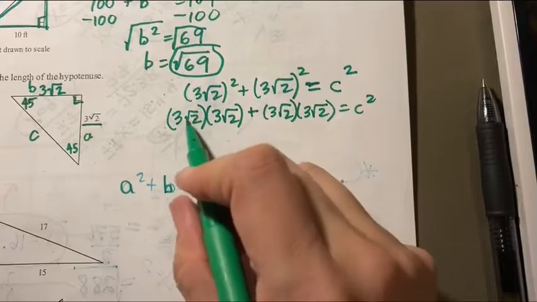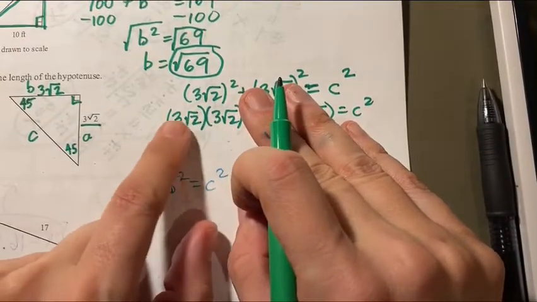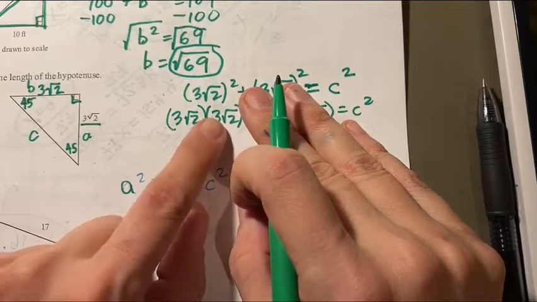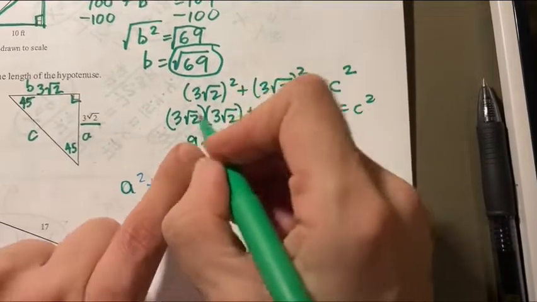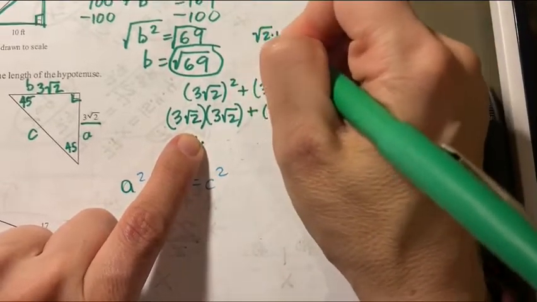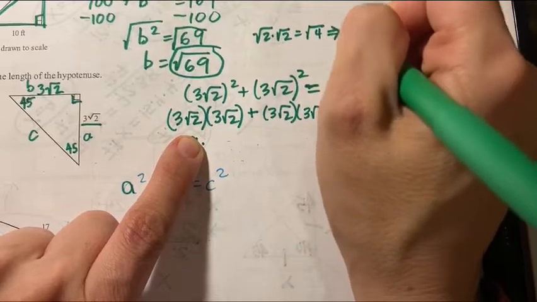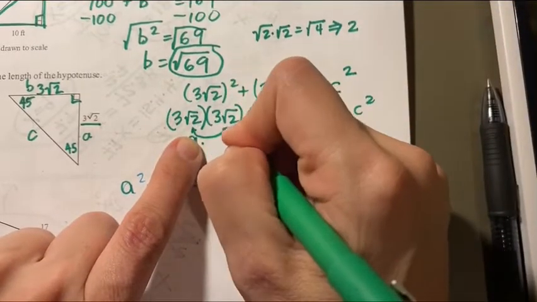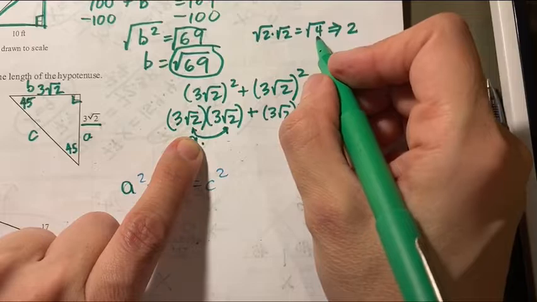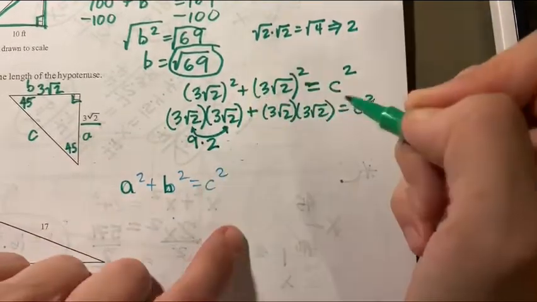Now we know in math, if all I'm doing is multiplying, I can multiply in any order. So I could do the 3 times the 3 and get the 9. And then the square root of 2 times the square root of 2, let's do that off to the side. Square root of 2 times the square root of 2 is actually the square root of 4, which we know is 2. So I'm going to rewrite that 2.